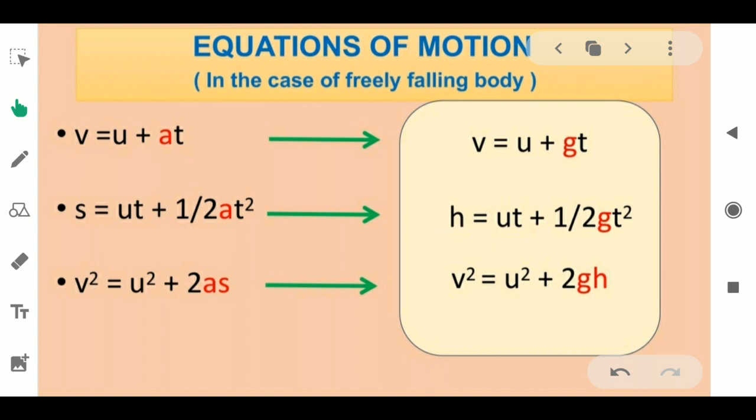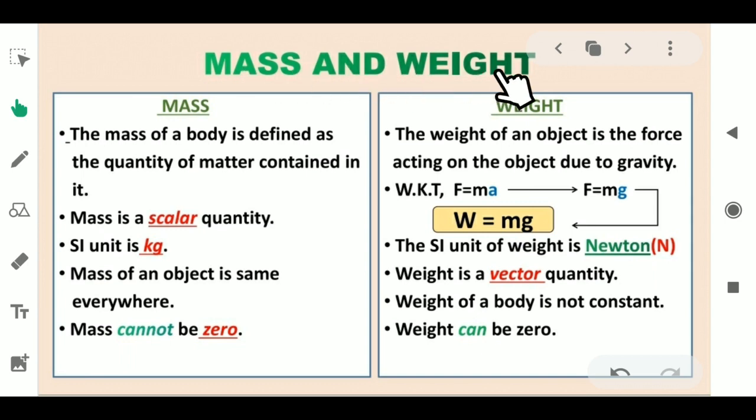And the third equation, v squared = u squared + 2as, becomes v squared = u squared + 2gh. So these are what we call the equations of motion for freely falling bodies. Very important equations for mathematical calculations. So please study them and keep them in your mind. Okay? Yes.